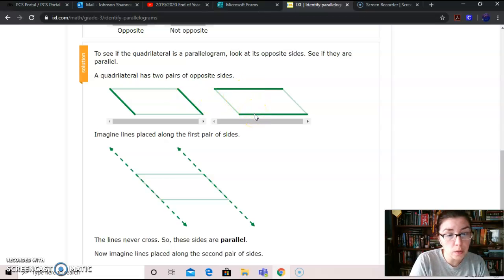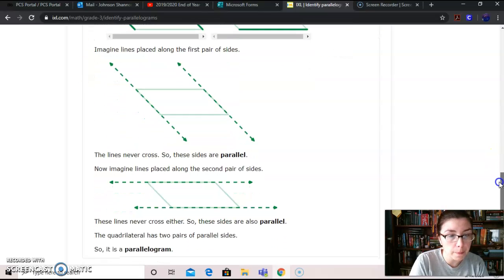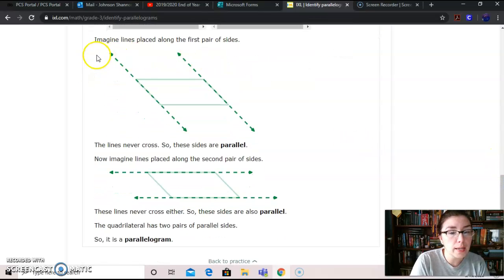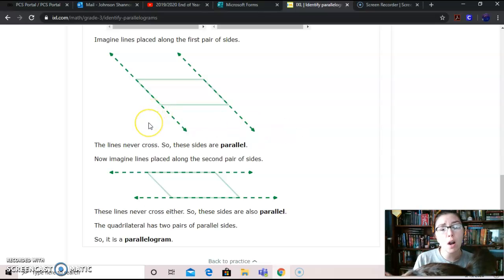Okay, so we know it is a quadrilateral, but the question is it a parallelogram? So it says, imagine lines placed along the first pair of sides. Okay, so imagine them right here. And when we're doing this in class, I typically will have you draw them out, like extend those line segments so you can kind of see if they're going to meet or if they're not going to meet. And you can practice that at home as well. So in this one, it says the lines never cross. So these sides are parallel. They will just continue going on and on and on, and they're never going to meet.